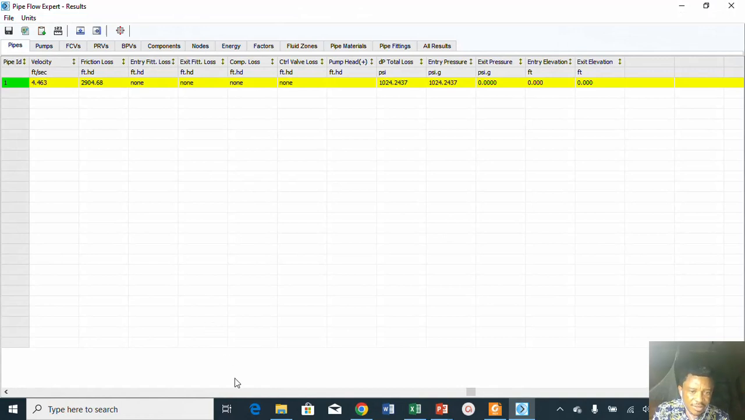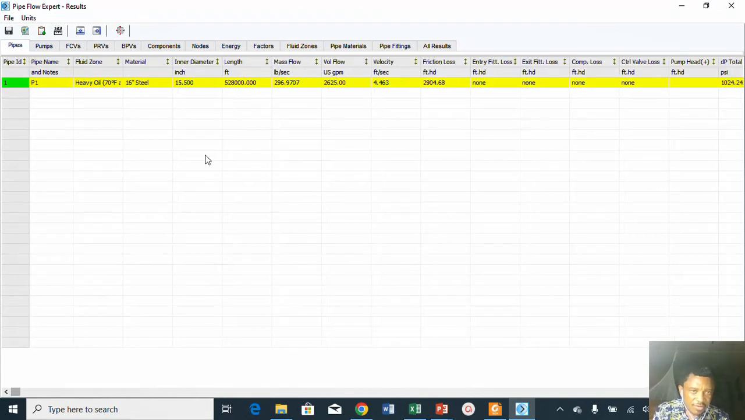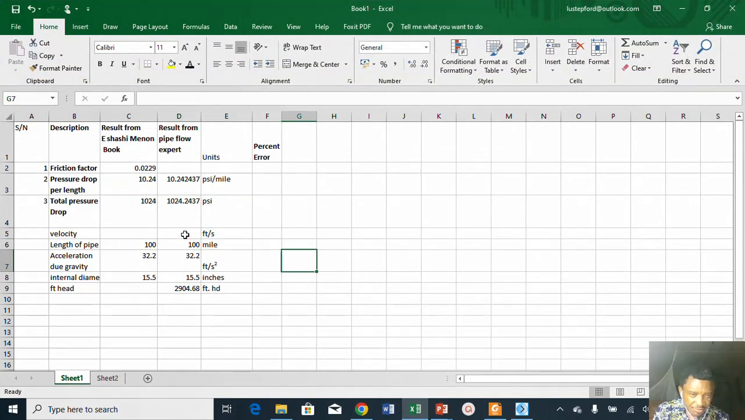The velocity, let's look for the velocity. The velocity here is 4.463. So 4.463, that is what we're going to use for the velocity. You see, this is the friction loss head, that is the head loss, which is what we're using. So now let's go back to Excel. In Excel, we are going to type in the velocity, which is 4.463. That is all for now we need.